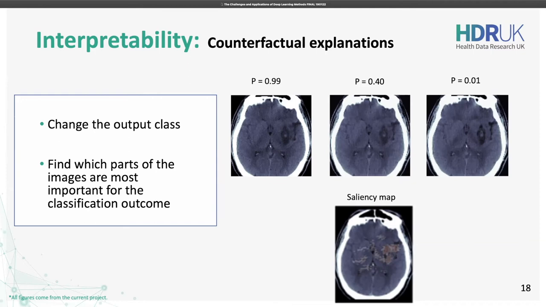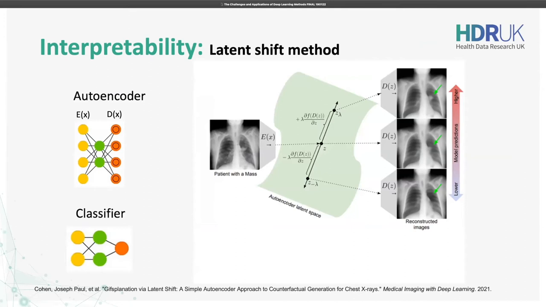In particular, the method that we applied in order to generate these counterfactuals is, well, basically we proposed some improvements over the latent shift method proposed by Cohen et al. So we first present this latent shift method, and then we can discuss what modifications we have done for our particular application. In this approach, we have an autoencoder and a classifier that are trained separately. The autoencoder to reconstruct the images, and the classifier for a certain classification task of interest, for example, the lesion detection from CT scans. What we want to do is gradually perturb the input images so that the classifier increases or reduces the probability of its prediction.